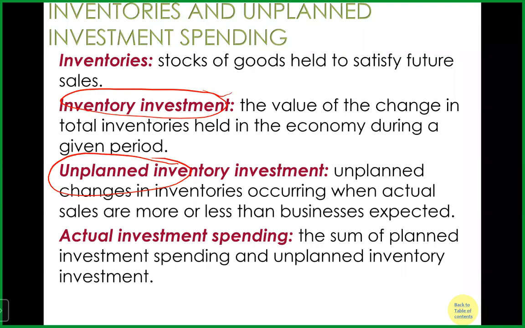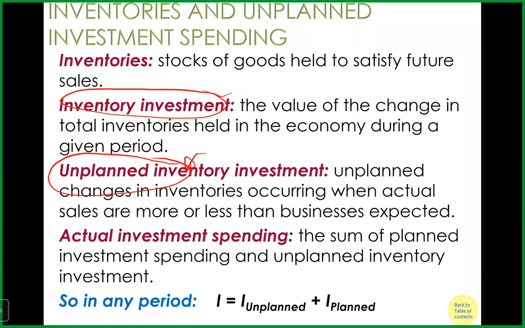So the planned plus unplanned, their sum is called the actual investment spending. And the reason we look at unplanned inventory investment is that it serves as a signal to the direction of our economy. Okay, so we are going to pick that up in the next chapter. In the next chapter, we are going to see how unplanned inventory investment tells you the direction of our macroeconomy.